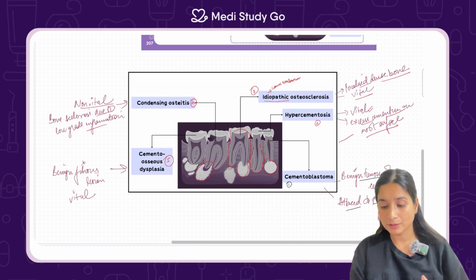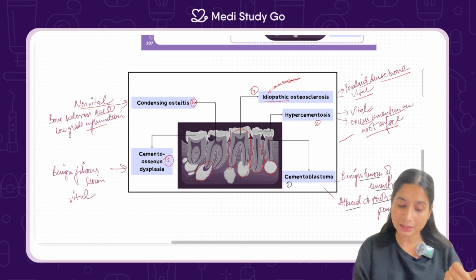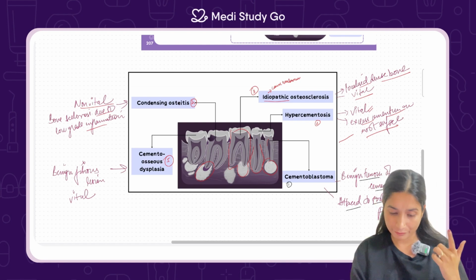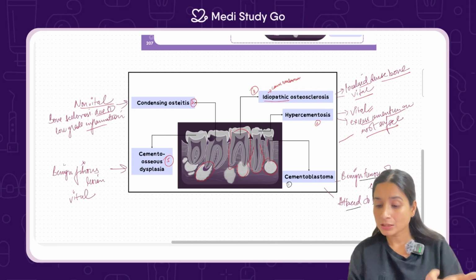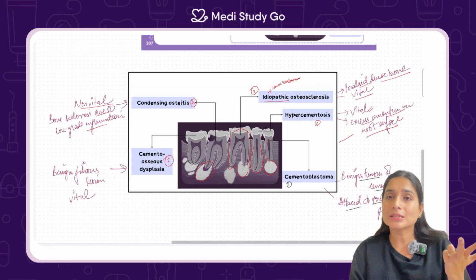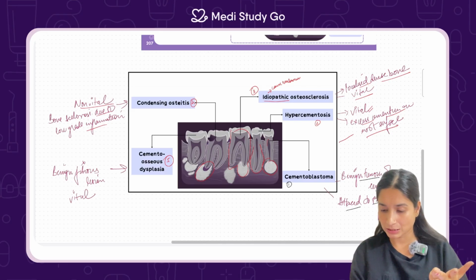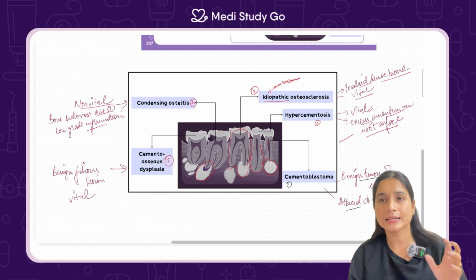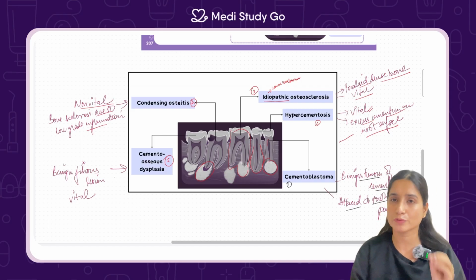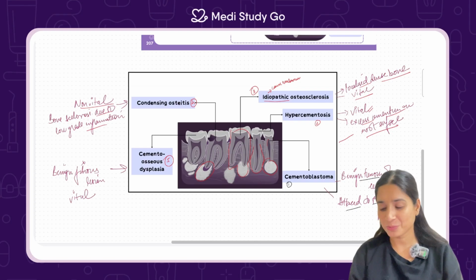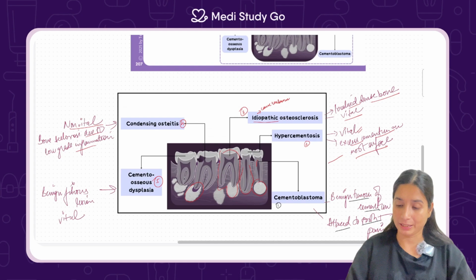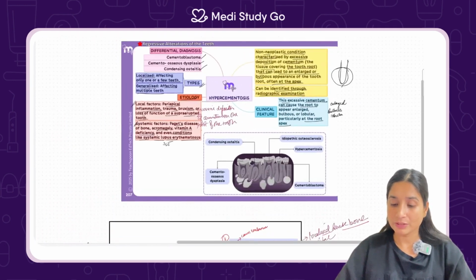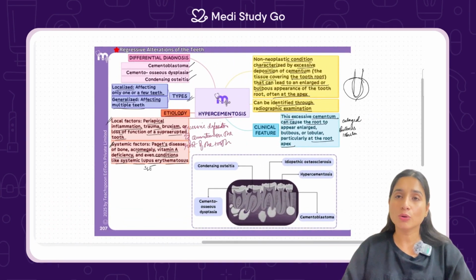So from this beautiful diagrammatic representation, we have studied about condensing osteitis, that is, it is a non-vital bone sclerosis due to low-grade inflammation. Cemento-Osseous Dysplasia, benign fibrous lesions and associated with vital tooth. Third, idiopathic osteosclerosis, the cause is unknown and the tooth is vital in this case. Hypercementosis, tooth is vital and excessive cementum deposition on the root surface of the tooth structure. The last is Cementoblastoma, benign tumor of the cementum and attached to the tooth and associated with pain. So we have studied this whole chapter within 5 minutes from MediStudyGo Mind Map.